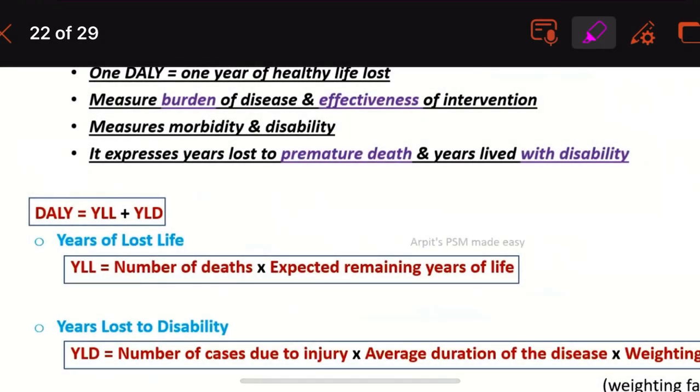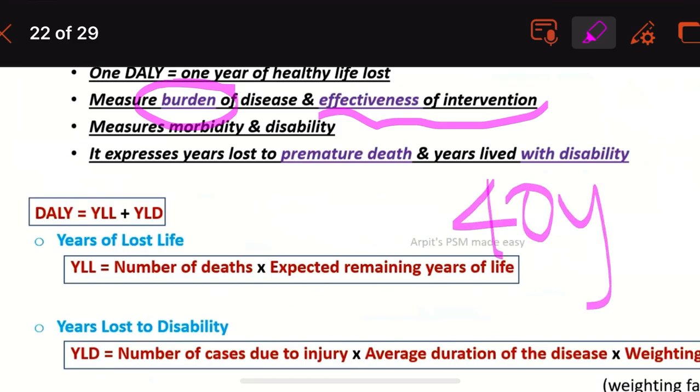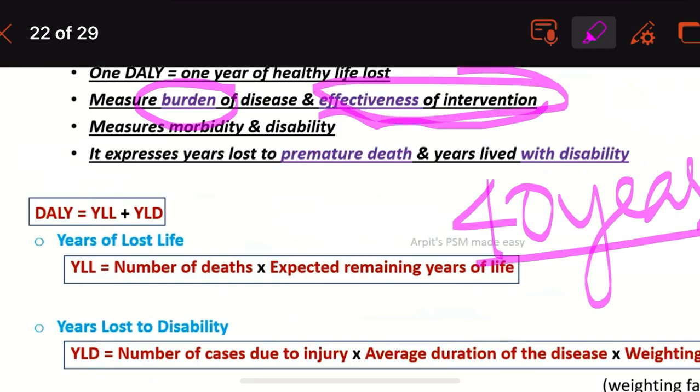This DALY helps us to measure the burden of the disease, and also you can measure the effectiveness of intervention. We saw that, just as an example we are considering, he got an intervention done, he got a surgical procedure done at the age of 60. So the effectiveness of intervention was such that he was added 40 years of extra life expectancy. So 40 years was added to his life expectancy because of the intervention.